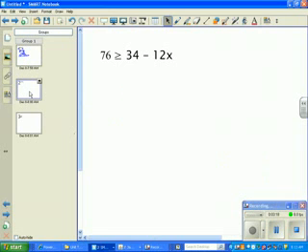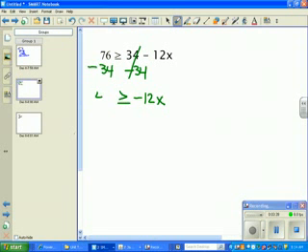Okay, next problem. Who is going to tell me how to do this one? Go ahead, Jasmine. What's your first step? Okay. Does it change the inequality? Nope. And 76 minus 34. Get 42. Next step. I divide by 12. What would you like to divide by? A negative 12?